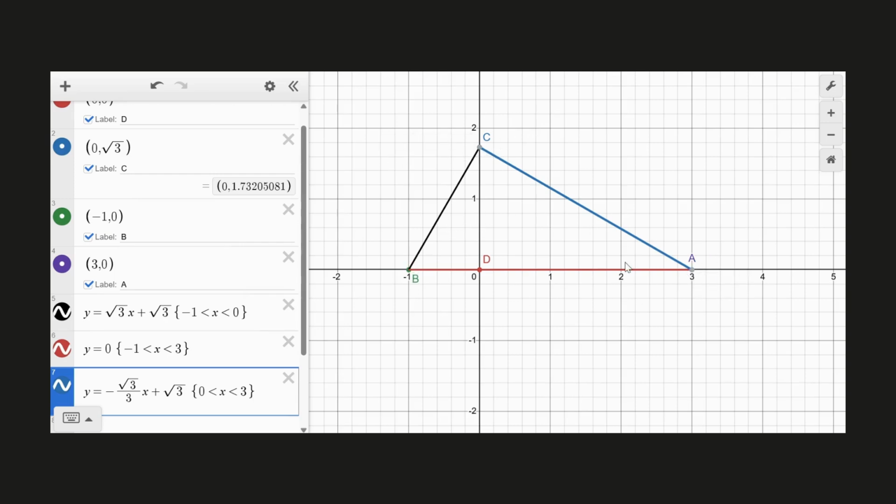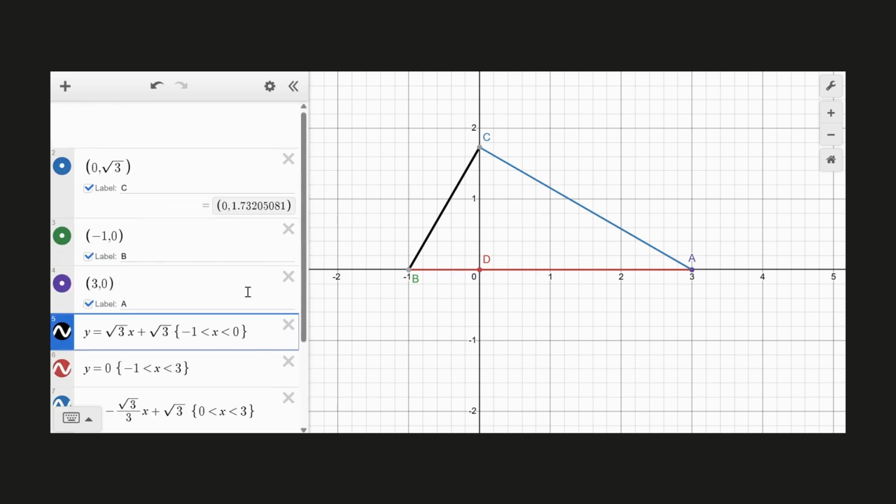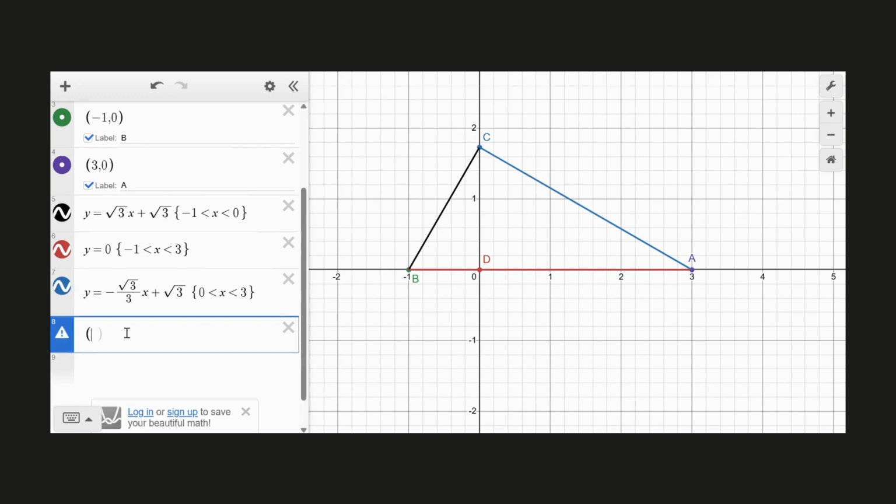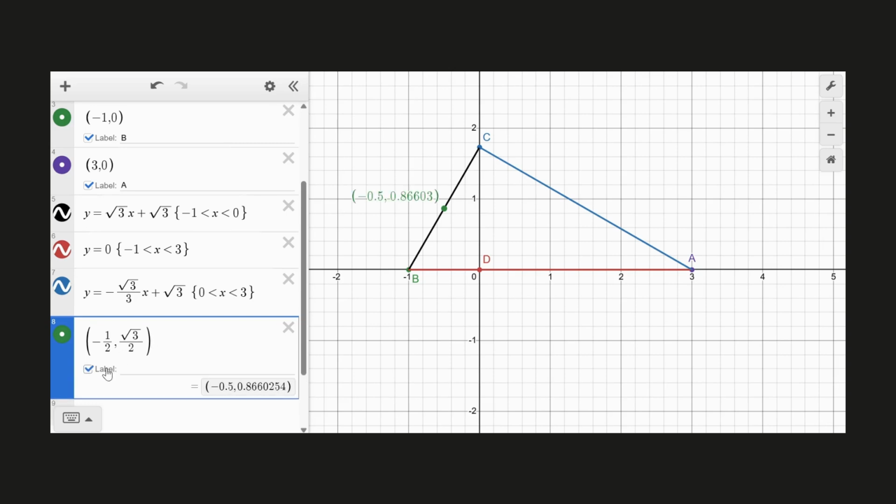Now we want to add the point of the midpoint. And since we know that this is -1, 0, and this is 0, square root of 3, we know that the point must be -1 over 2, square root of 3 over 2. And we can label this E. And we want to find out where the line AE intersects CD, or the y-axis.